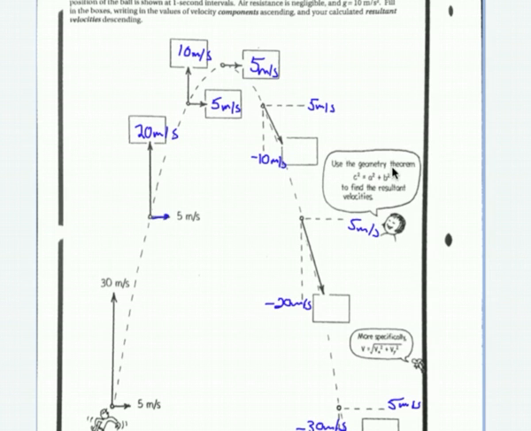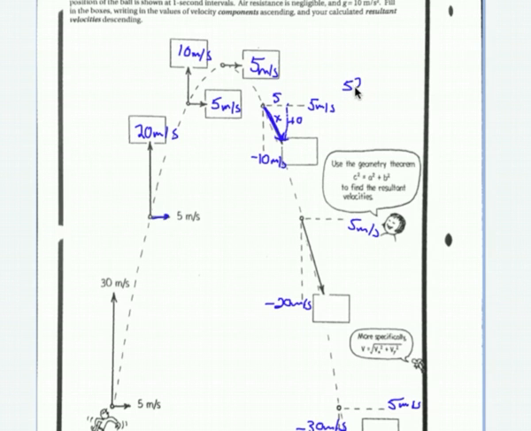And then it gives us a hint, use geometry and the Pythagorean theorem to find the resultant velocities. So we have an x and y component, and we're looking for, if we added those together, what would the resultant velocity be? So here are your vectors again, and this is a horrible drawing, but we're looking for 5 meters per second here, and then we have 10, or negative 10, and we're looking for this.